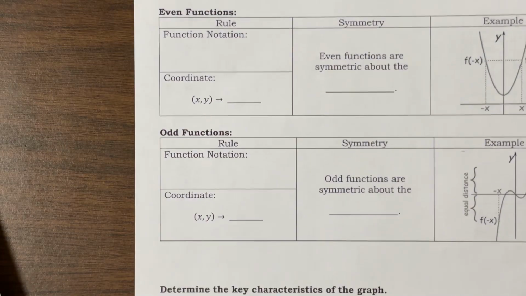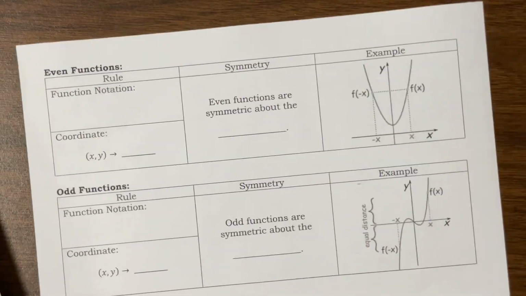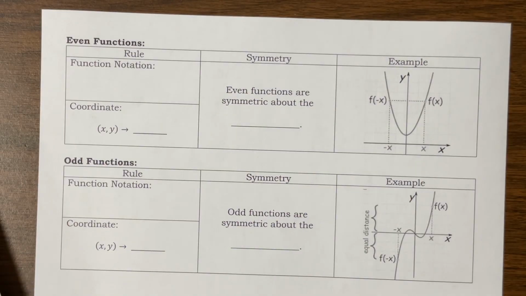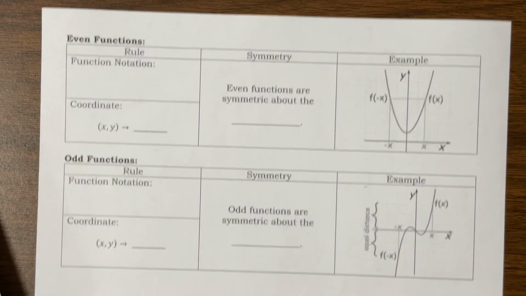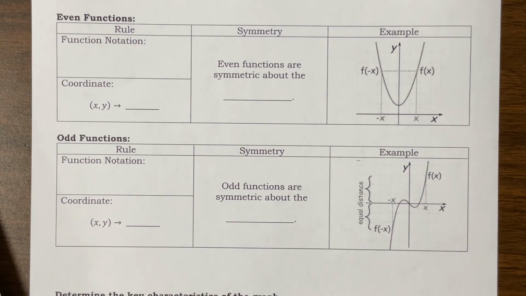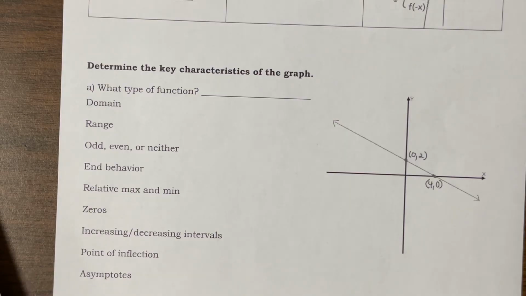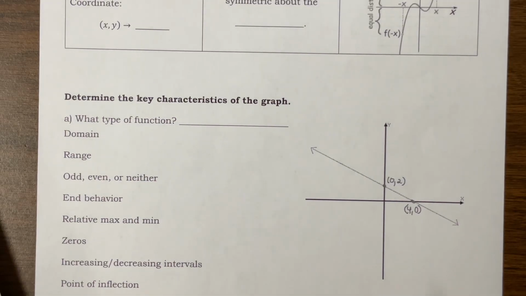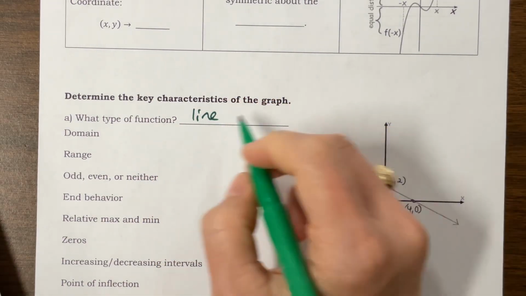Okay, so let's see. I think I already did even and odd. I'm pretty sure we already did that. I made a whole video on that. This is similar, so go back and watch that other video. Let's look at the key characteristics. What type of function? I see this lovely line, so it's linear would be the type of function.